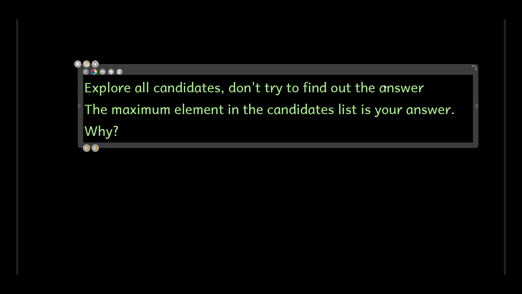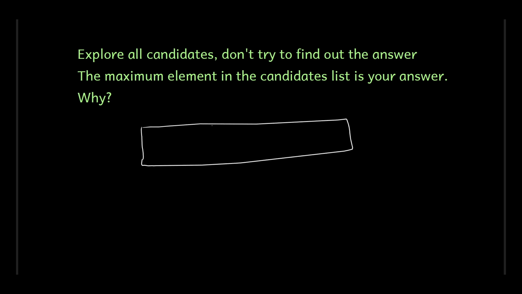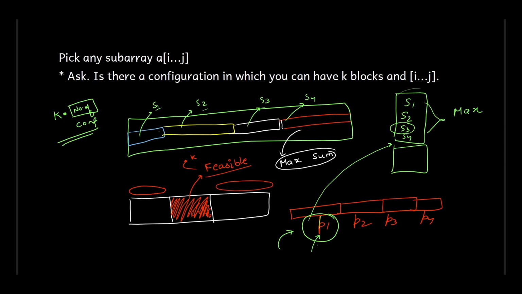Why is this true? So let's see. This time you are saying, give me all the possible candidates and make sure that you do not miss any candidate. So when can this subarray be a candidate? I'll just remind you that I am considering all possible configurations that can exist with k blocks, and then for each block I am considering them as a candidate from S1, S2, S3 and S4. So these many candidates will be there.